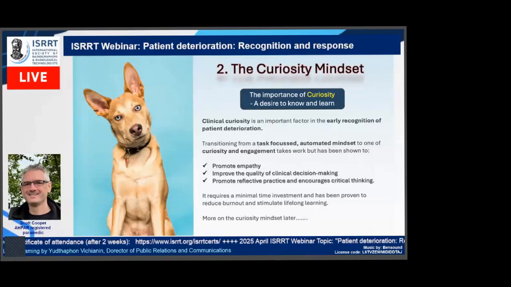know that can promote empathy, improve the quality of clinical decision-making, and promote reflective practice, and also encourage that really important critical thinking. It doesn't require much of a time investment, and we know that actually reduces burnout with medical professionals, and also can stimulate lifelong learning. So again, rather than seeing the patient as an ankle or a foot or a head scan that we tend to say these days, it's more about the patient and their condition and exploring that. But we'll talk more about that later on.